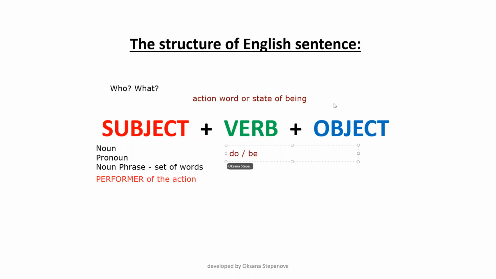Here, let's talk about the object. The object of the sentence, interestingly, is also who or what. If you put a question to the object, it will be who or what. But I will talk about this a bit later in some more detail. Now let's look at what grammar parts can express the object. Also the same: noun, pronoun, or noun phrase.